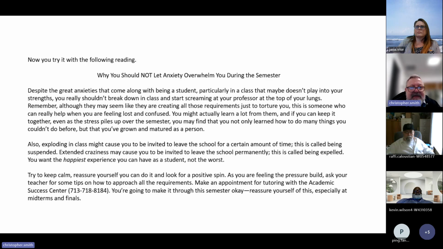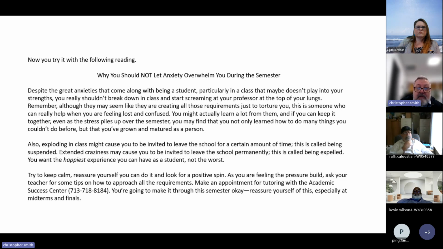And if you can keep it together, even as the stress piles up over the semester, you may find that you not only learned how to do many things you couldn't do before, but that you've grown and matured as a person. Also, exploring class might cause you to be invited to leave the school for a certain amount of time. This is called being suspended. Extended craziness may cause you to be invited to leave the school permanently. This is called being expelled. You want the happiest experience you can have as a student, not the worst.